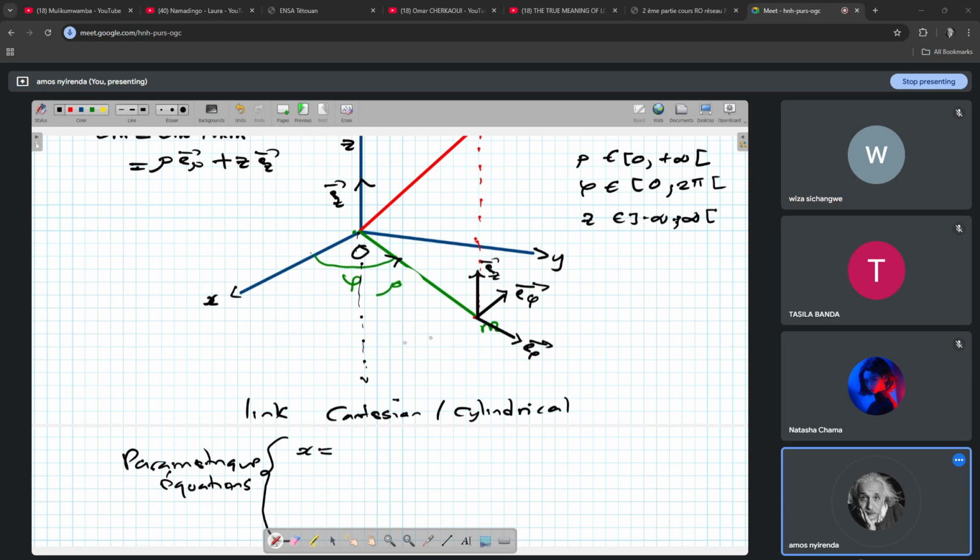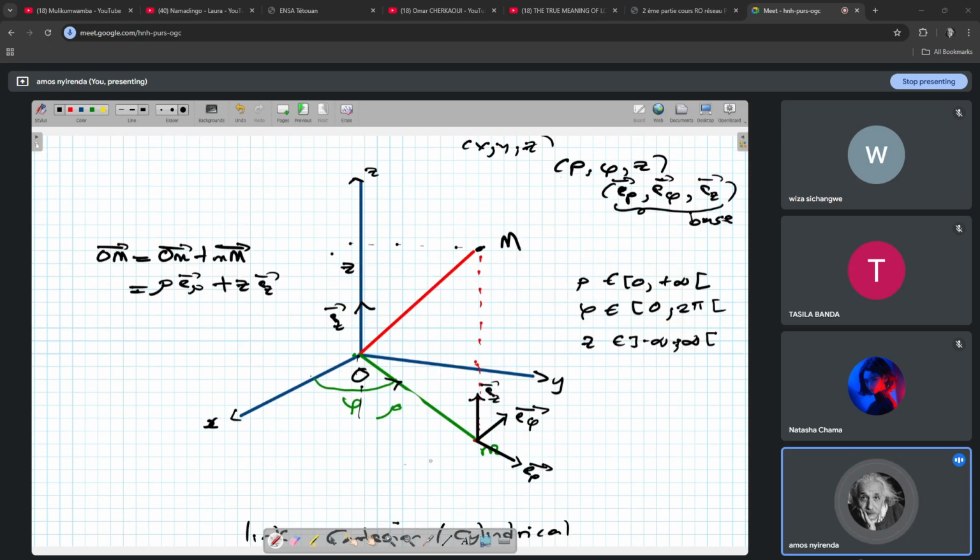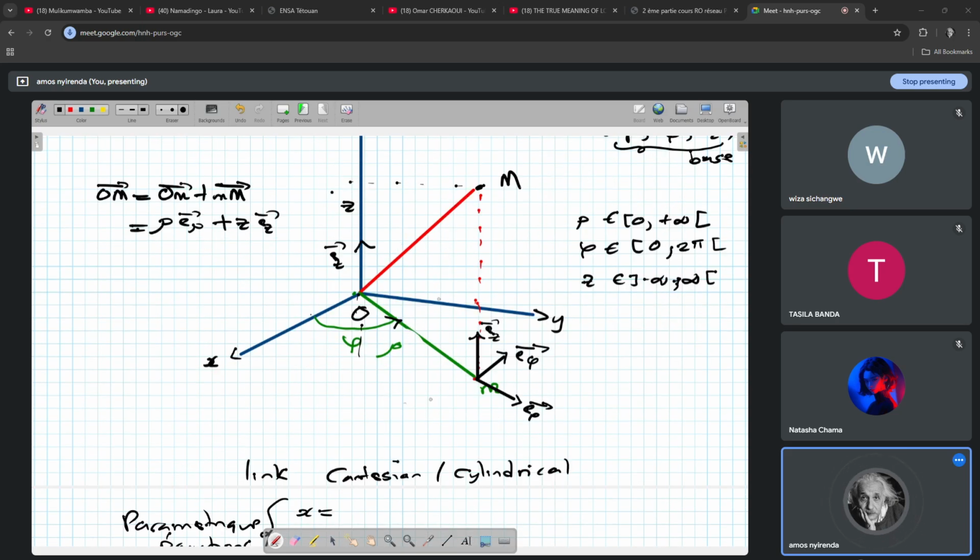So look, here we have this angle here. Let me just get rid of this. So what I'm going to do is, I want to project. There's this projection of the point M in the x-y plane, here where there's small m. So we have this one.